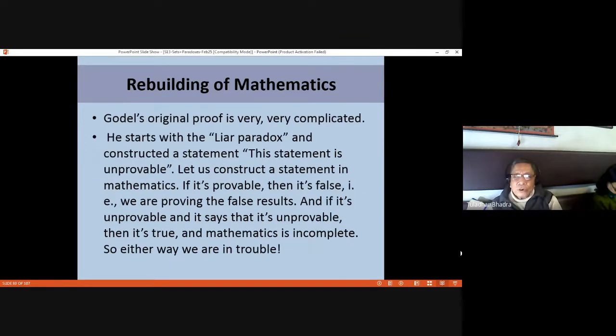So Gödel's original proof is very, very complicated. It starts with a liar paradox and constructs a statement: this statement is unprovable. Let us construct a statement in mathematics. If it's provable, then it's false, that is, we are proving a false result. And if it's unprovable, and it says that it is unprovable, then it's true and mathematics is incomplete. So either way, we are in trouble.